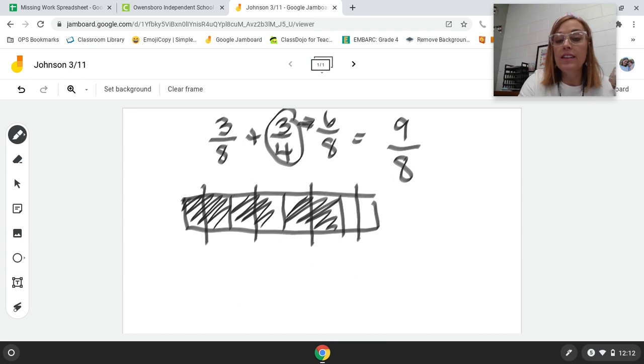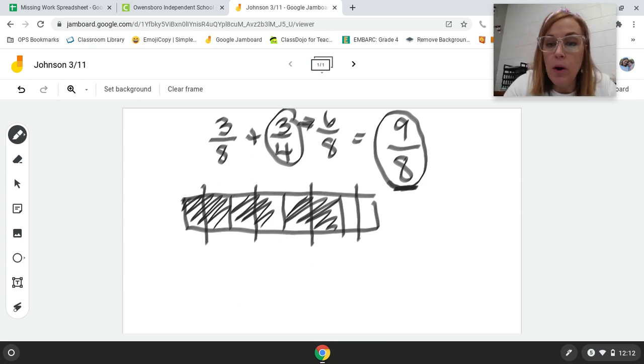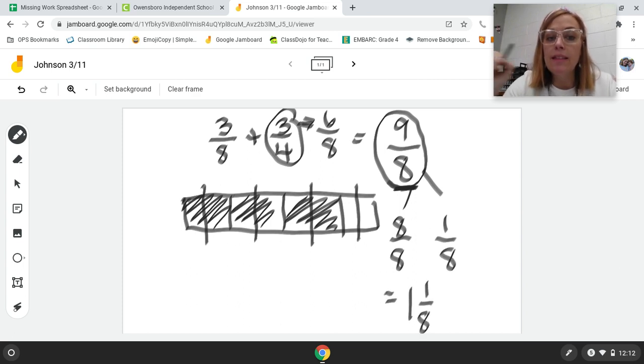I know that this is an improper fraction, right? I have to make it a mixed number. And we do that with our number bond. So I know I have 8/8, which is 1 whole. And then to get to my 9/8, I have 1 more 8. So this would actually be 1 and 1/8. So 3/8 plus 3/4, or 3/8 plus 6/8 equals 1 and 1/8. Very good.